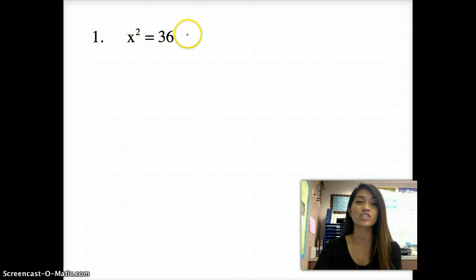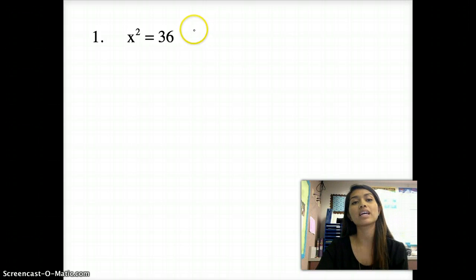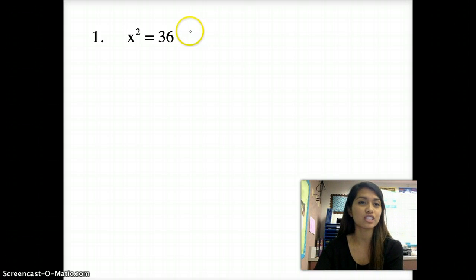Well, first of all, I want you to understand, it is always going to be our goal to isolate x, or whatever variable it may be. And the way we normally do that is by doing the inverse operations. So here, we have x squared. It's almost isolated, but the square is in the way.